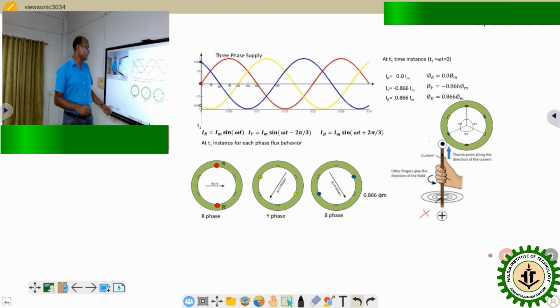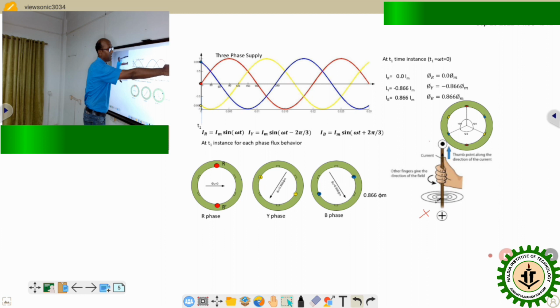Now we can split the three different phases into their current contributions as well as flux contributions. The R phase is represented in that portion, which is phi R, and its flux is tangential, meaning perpendicular to the R phase axis. Because phi R equals 0, I am showing the direction, but the magnitude remains 0.